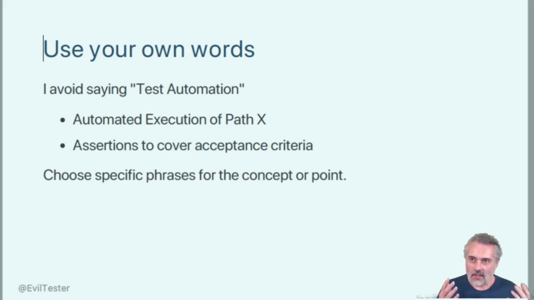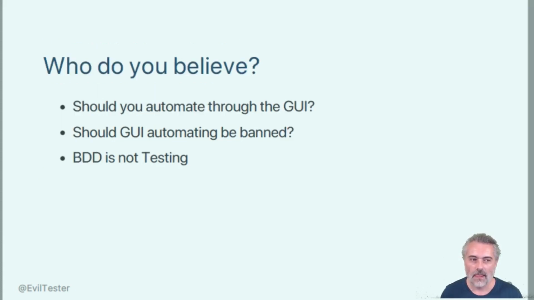So using other words, I can still be understood. I don't have to say I'm doing test automation. What are you involved in? I'm automating. Right, I'm more specific about what I'm describing when I'm saying this.